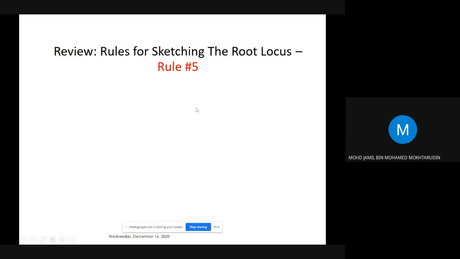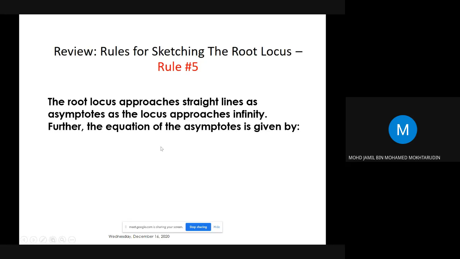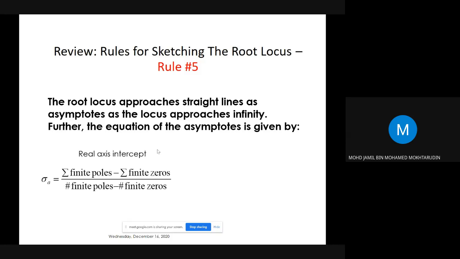Okay, so now rule number 5. The root locus approaches a straight line, which we call the asymptote, as the locus approaches infinity. Further, the equation of the asymptote is given by the real axis intercept equals the sum of finite poles minus the sum of finite zeros, divided by the number of finite poles minus the number of finite zeros. So this sum and this number, okay.